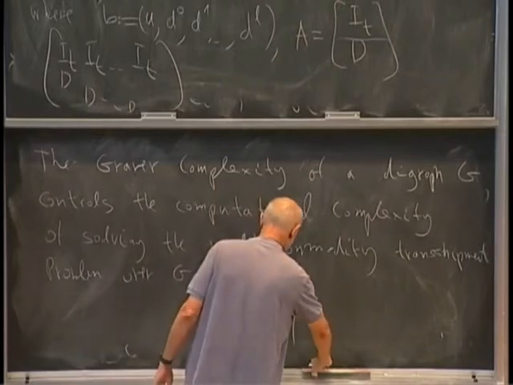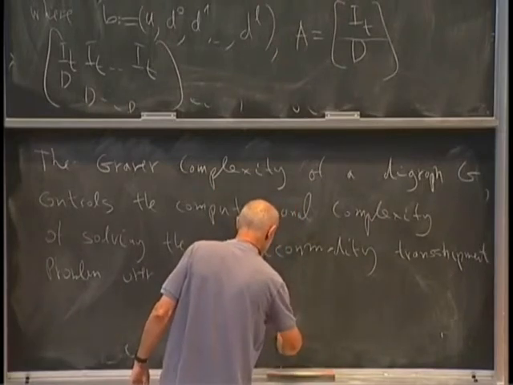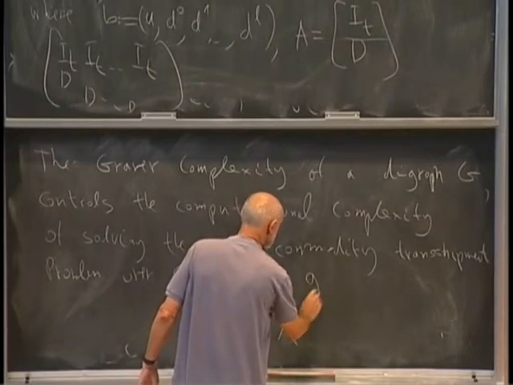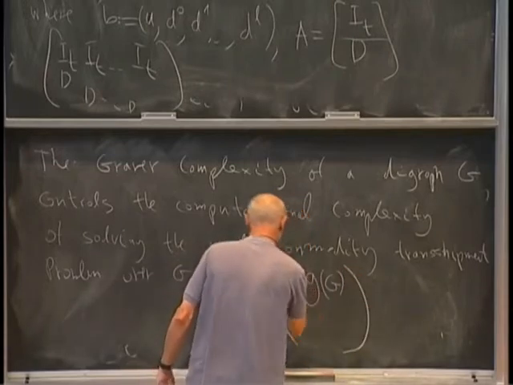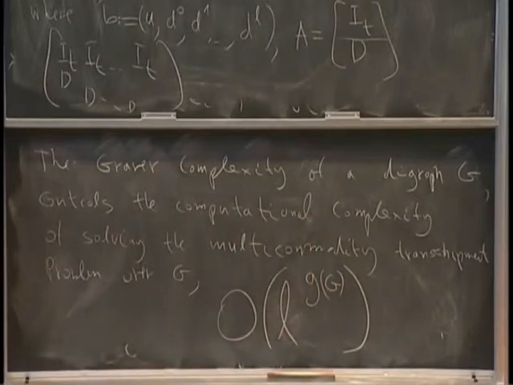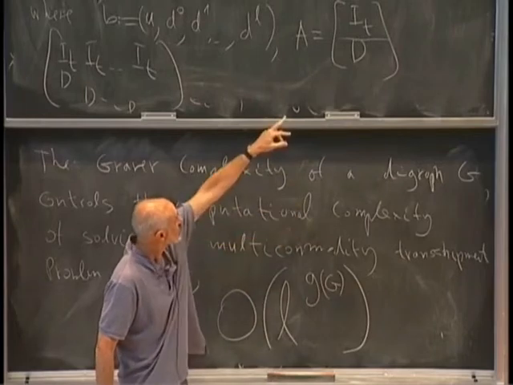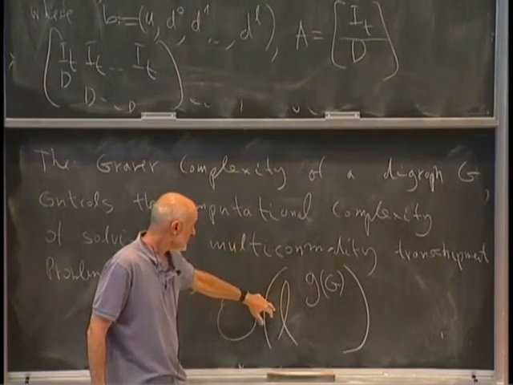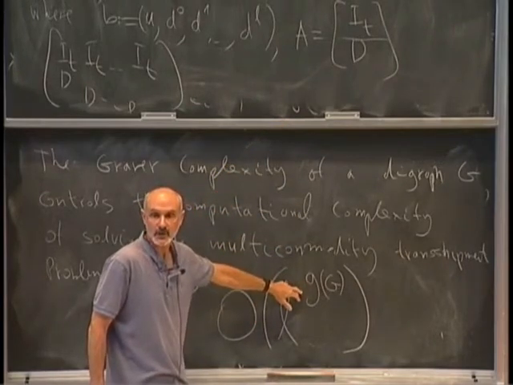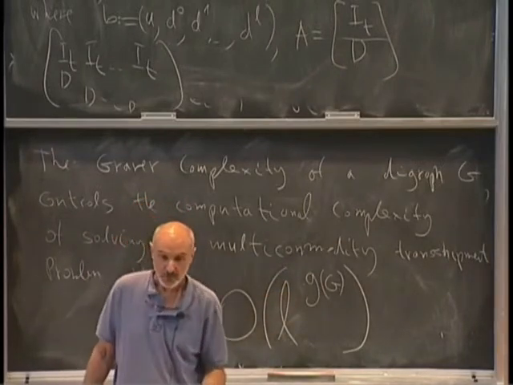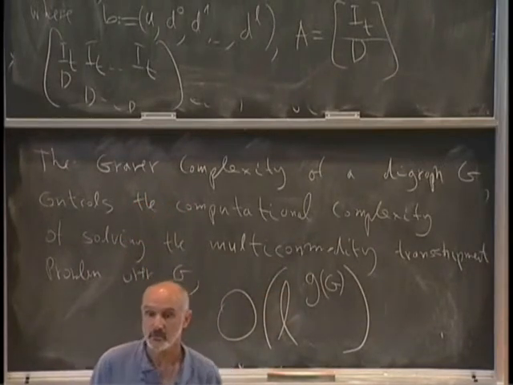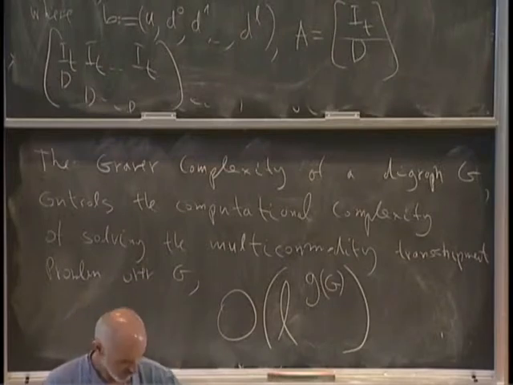L to the, not n, well, let's say L. L is the number of commodities. So L to the g of G. So if we have L commodities, you see this integer program up there is an L or L plus 1 fold program. And the complexity of, say, computing the Graver basis of this L-fold product of this matrix is L to the power of the Graver complexity of the directed graph. So this is why this is interesting and important also for algorithmic reasons.